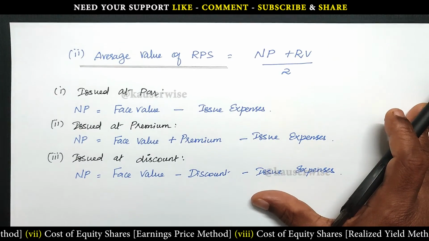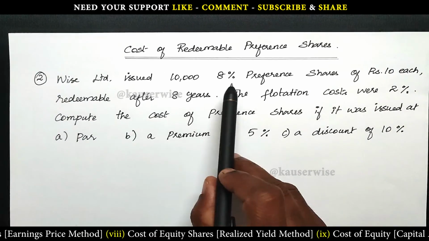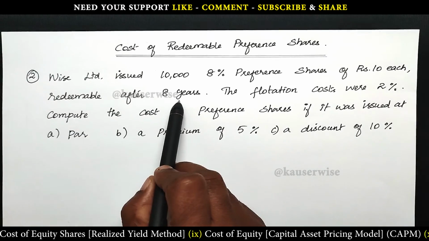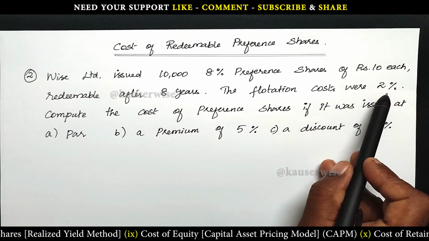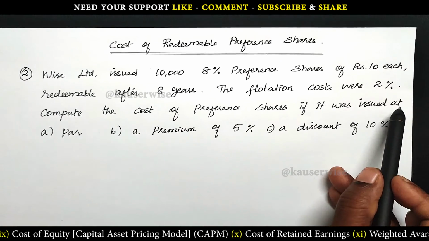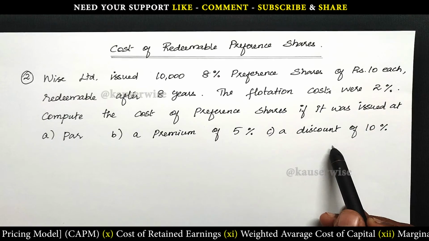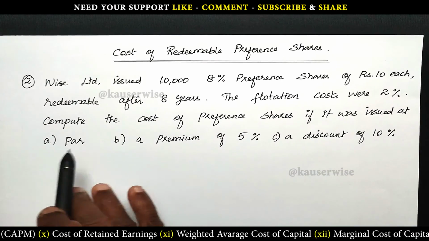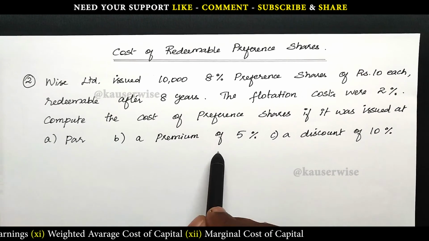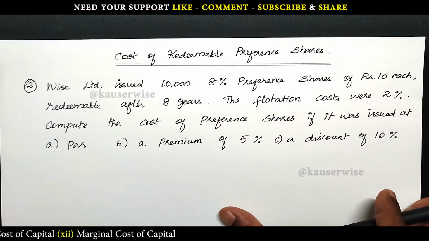Now let's see the numerical problem for better understanding. Wise Limited issued 10,000 8 percentage preference shares of rupees 10 each, redeemable after 8 years. The flotation costs were 2 percentage. Compute the cost of preference shares if it was issued at par, at a premium of 5 percentage, at a discount of 10 percentage. Here they have given three different scenarios for issue. The first one is issue at par, second one issue at premium, and the third one issue at discount. With this information we are going to find out the cost of RPS.